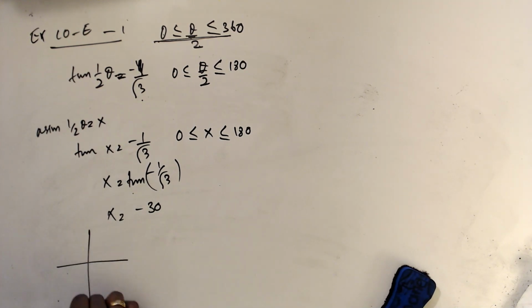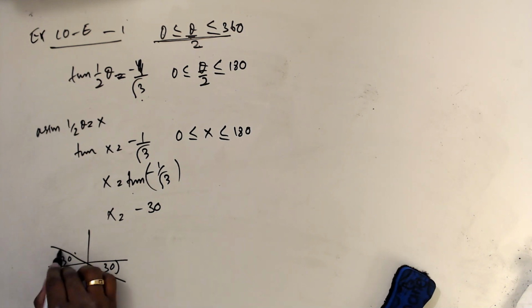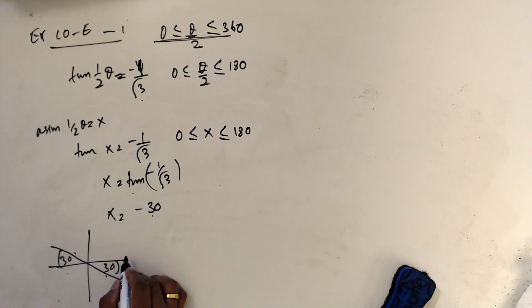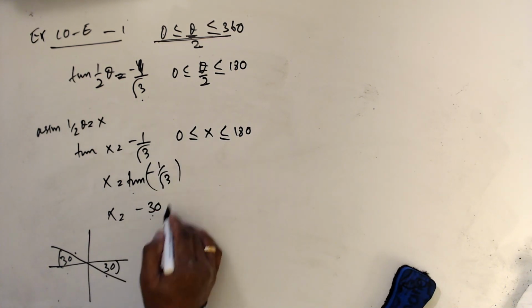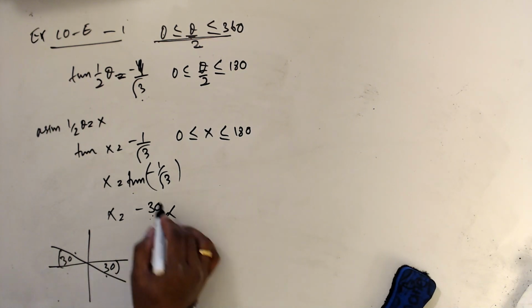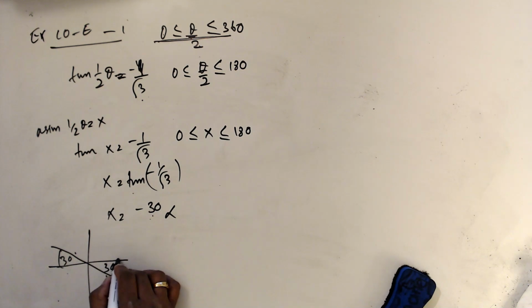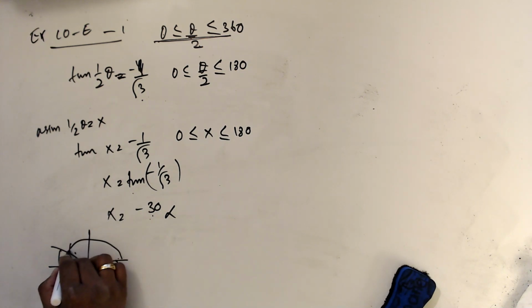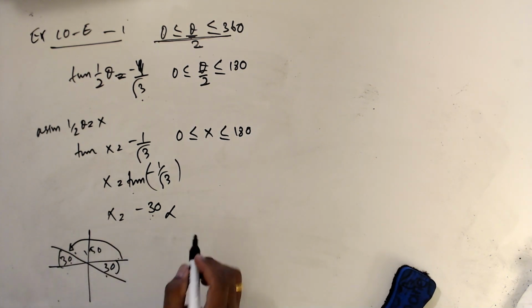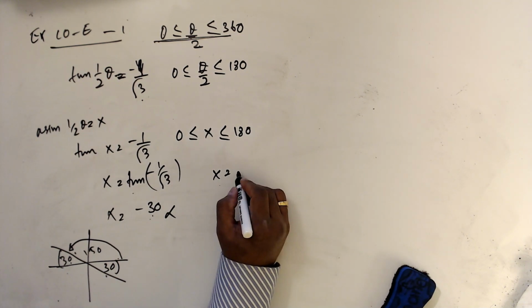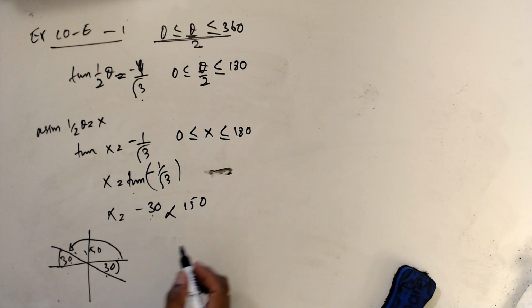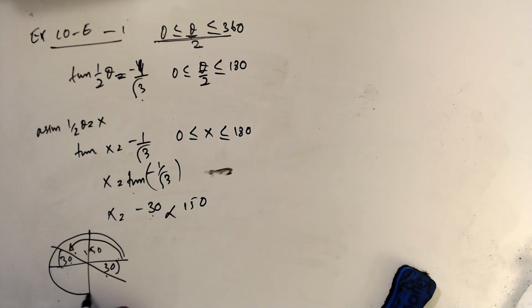Now tan is negative in the second quadrant and the fourth quadrant. So this is 30 and this is 30. I take the acute angle size. So minus 30 is not in this range. So what is the next one? Okay, we'll start from here positively. 180 minus 30 means this angle is 150. So x equals 150, and the other one is 330.